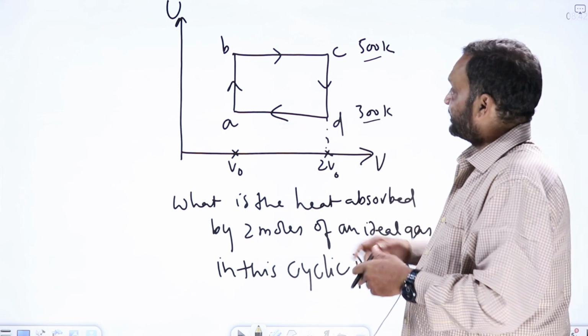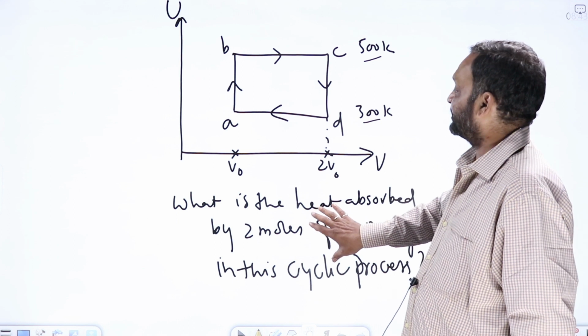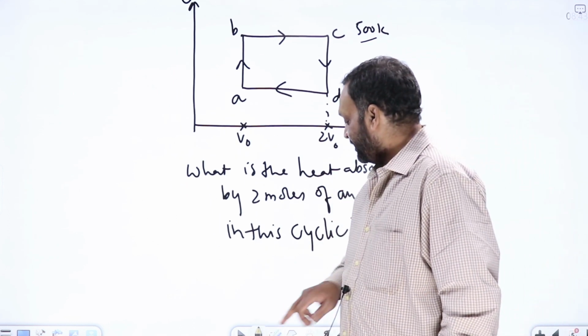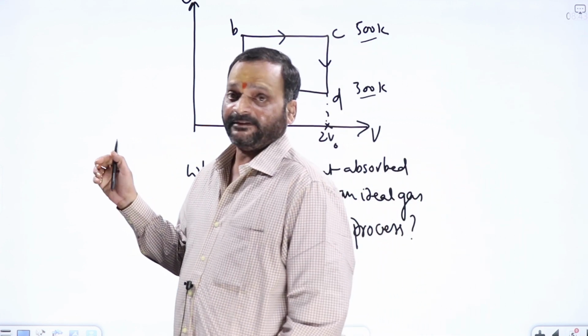Okay, so in the cyclic process, what is the heat absorbed is asking. Now the moment we see a cyclic process, what should we understand? In a cyclic process, the change in internal energy will be equal to 0, because internal energy is a point or state function, we have seen.